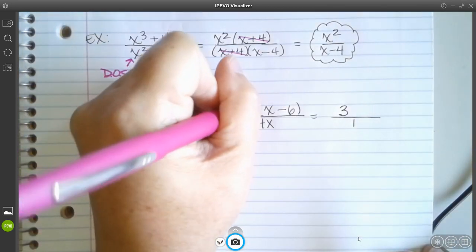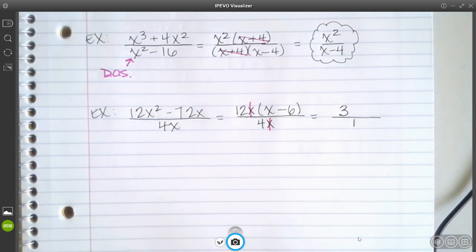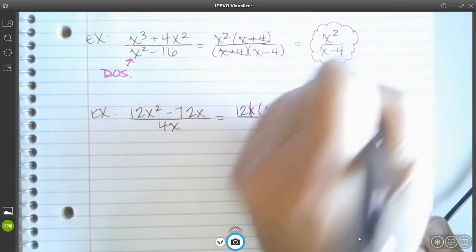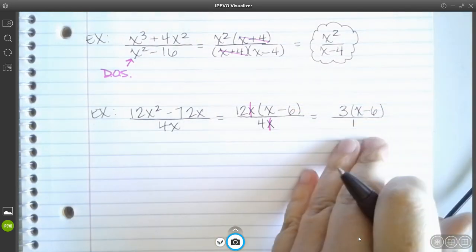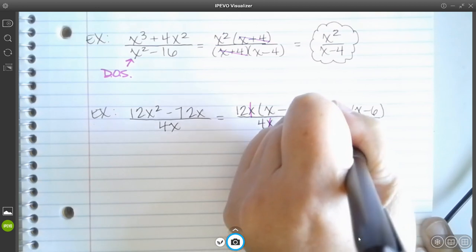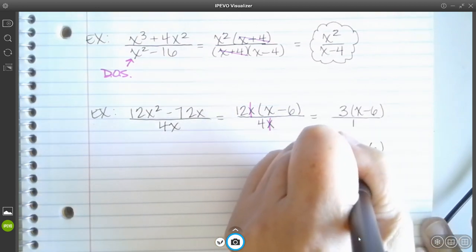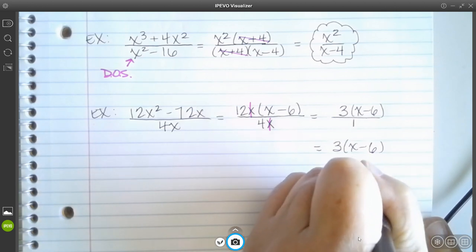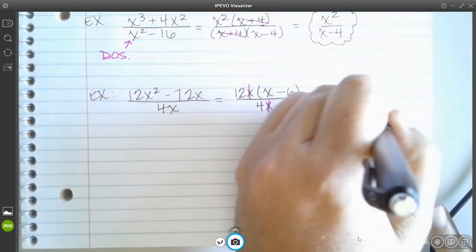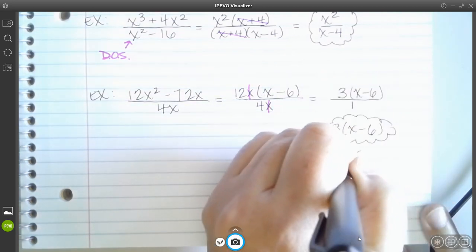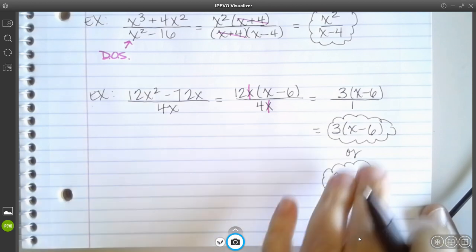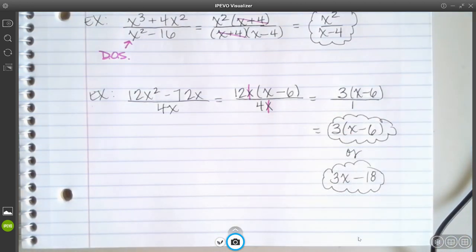The x's eliminate, and then I'm left with x minus 6. And I would not leave this as my answer. I would say, okay, that's just 3 times x minus 6, or 3x minus 18. And this is another one of those, who knows? I cannot tell you without a doubt which answer is going to be considered the correct answer on a test presented to you by someone, since I have not written the exam. But either one of these would be considered the correct answer.